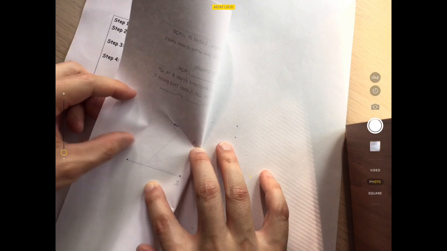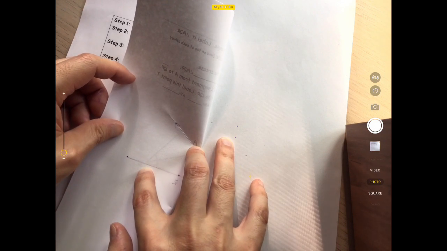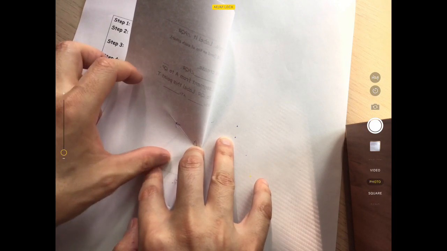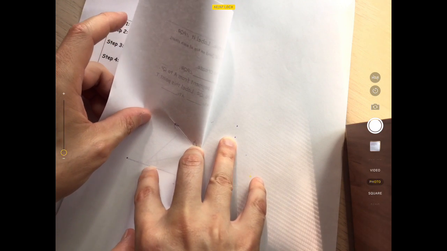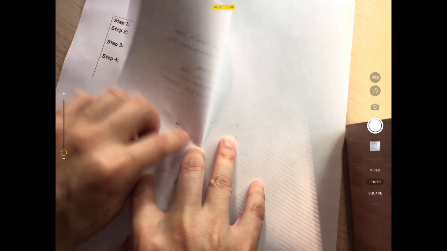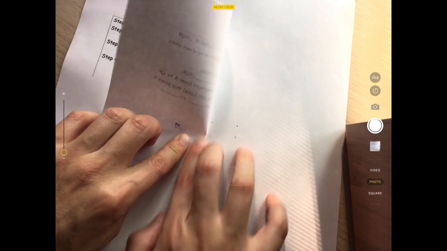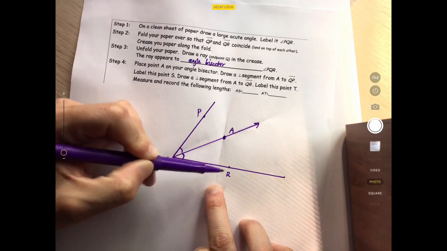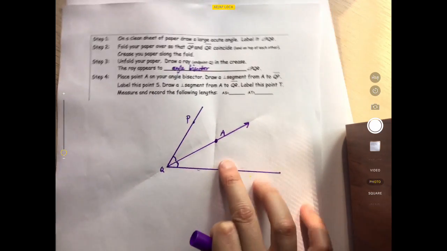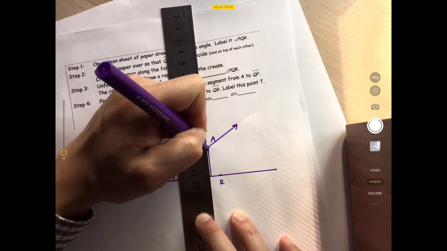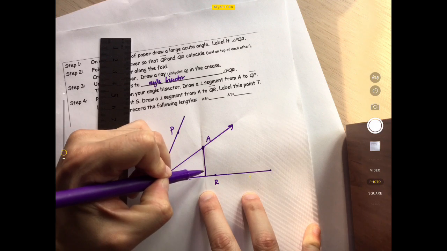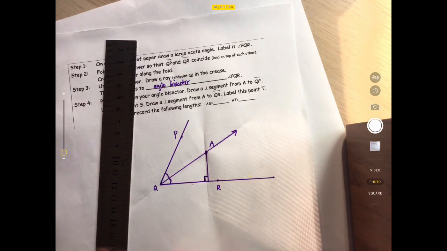And I'm going to line it up so you can see that I want this line to line up with the side that I just overlapped right there. Okay, and I'm going to make my crease. So what we just did is we just made a line that's perpendicular to this line here. So if I drew the line with the crease, you can see that this line looks perpendicular to the side of my angle.